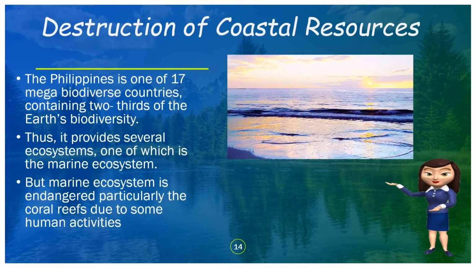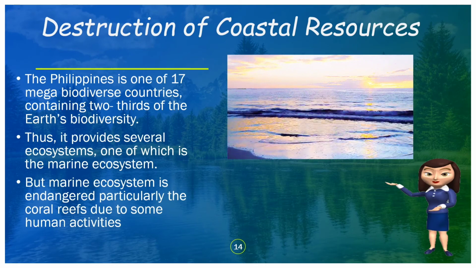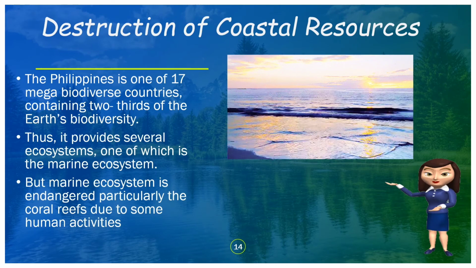Destruction of coastal resources. The Philippines is one of the 17 mega biodiverse countries, containing two-thirds of the Earth's biodiversity. Thus, it provides several ecosystems, one of which is the marine ecosystem. But the marine ecosystem is endangered, particularly the coral reefs, due to some human activities.